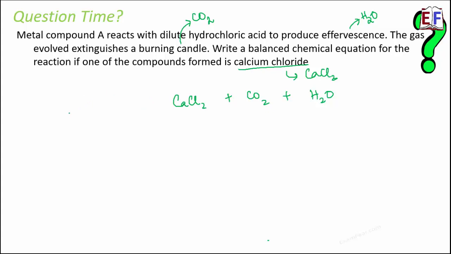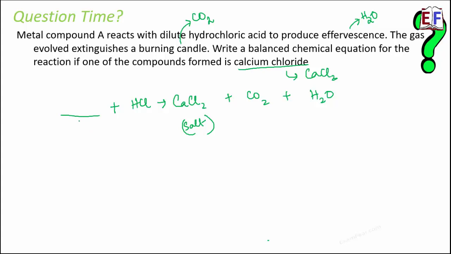Right? We do not know which metal compound this is, but we know that it reacts with dilute hydrochloric acid to form this. Now, looking at this reaction, what do you see? You see that the output is a salt plus carbon dioxide plus water. So in what kind of reaction do we have this? When a metal carbonate or a bicarbonate reacts with acid, it forms salt, carbon dioxide and water.